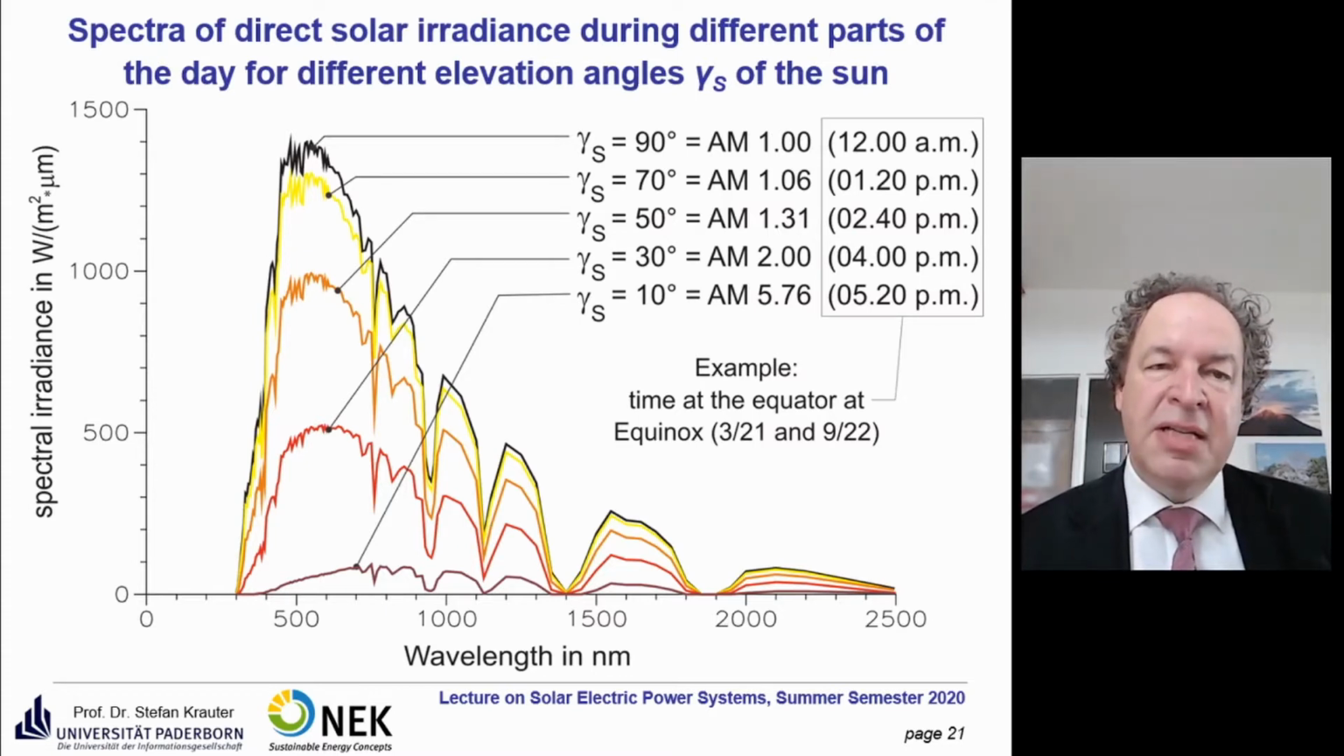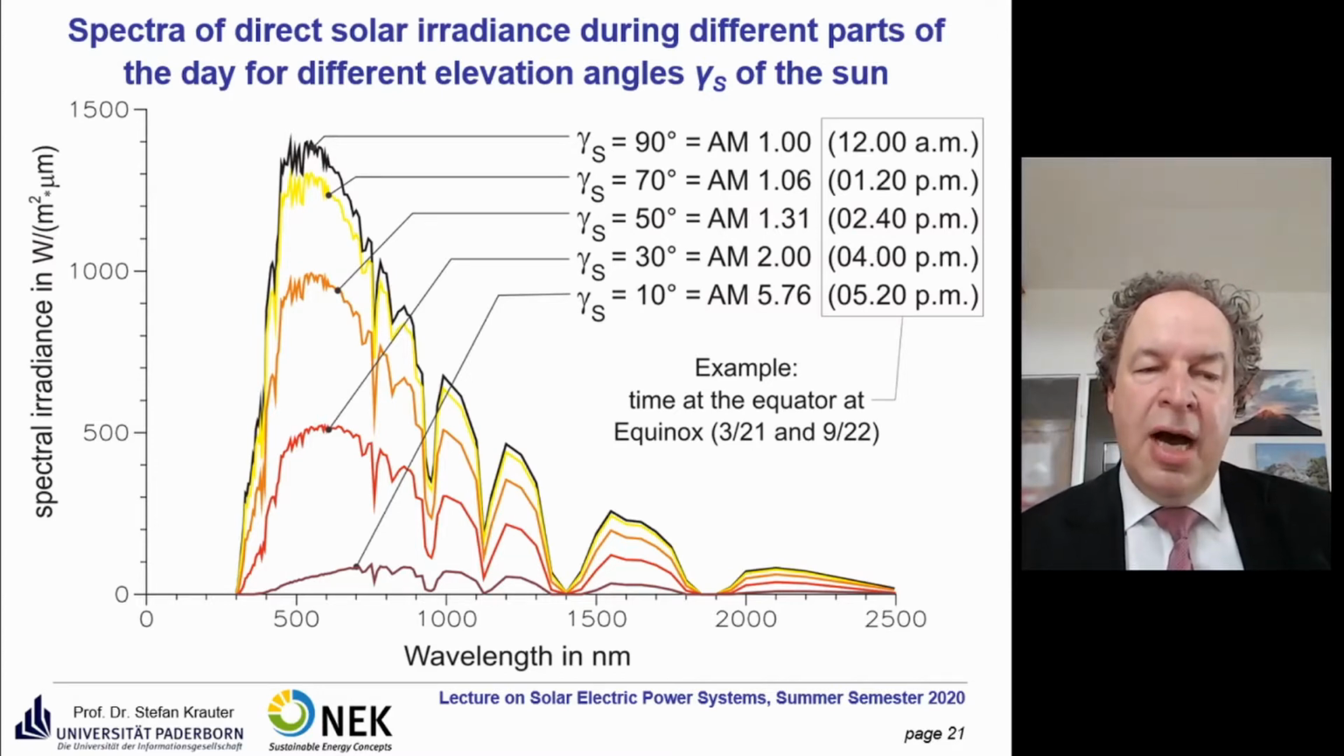Why do we talk about it? That's important for some solar energy conversion devices, not so much for solar thermal devices, but for photovoltaics, because they can only convert a part of the spectrum. And therefore, we have to know about these properties of the solar irradiance.